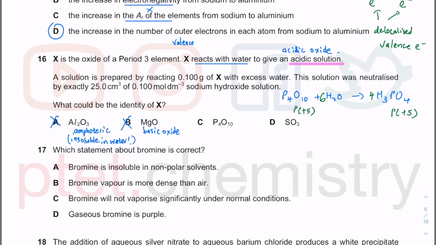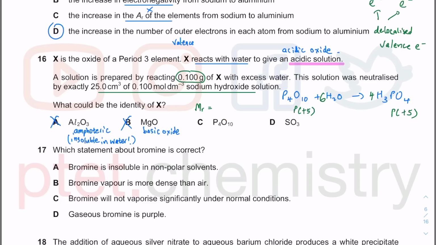I just need to check for one. Assuming this is what we're looking for, C is the answer. If this is not what we're looking for, we just cross this out, and that means D is the answer without wasting any more time. In terms of the acid, this is how much sodium hydroxide is required to neutralize it. We're given the mass of X. So the first thing I should do is to work out the Mr of P4O10.